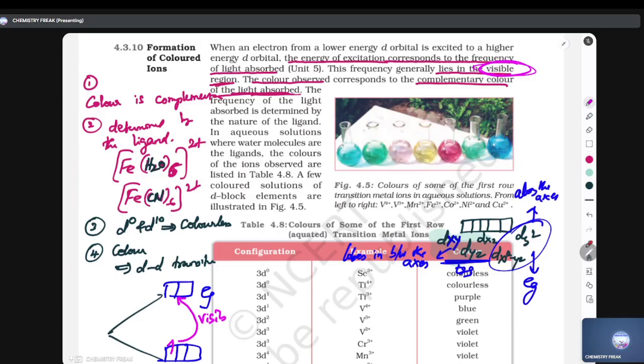And when the electron goes to the higher orbit, after some time it will come back. When coming back, it gives out the complementary color that we see with our eyes as colored compounds. So அப்ப கலருக்கு என்ன காரணம்? What is the reason for color? It is nothing but the d-d transition. d-d transition தான் கலருக்கு காரணம்.